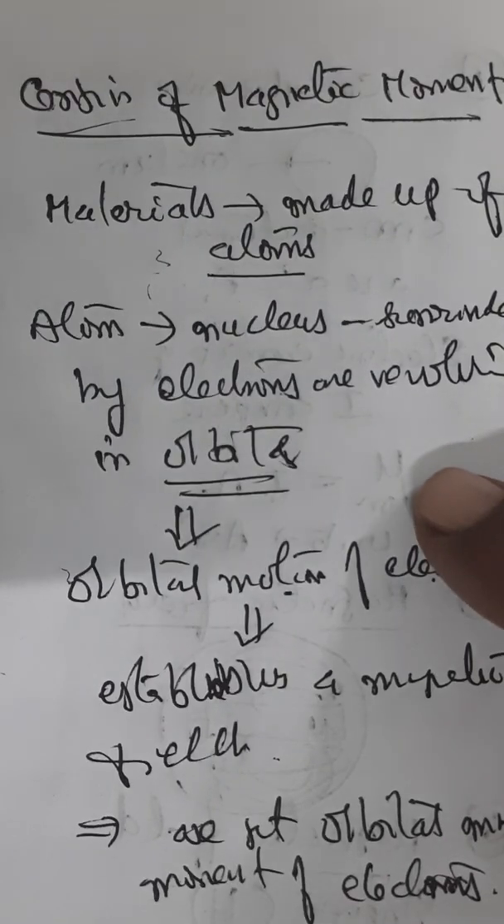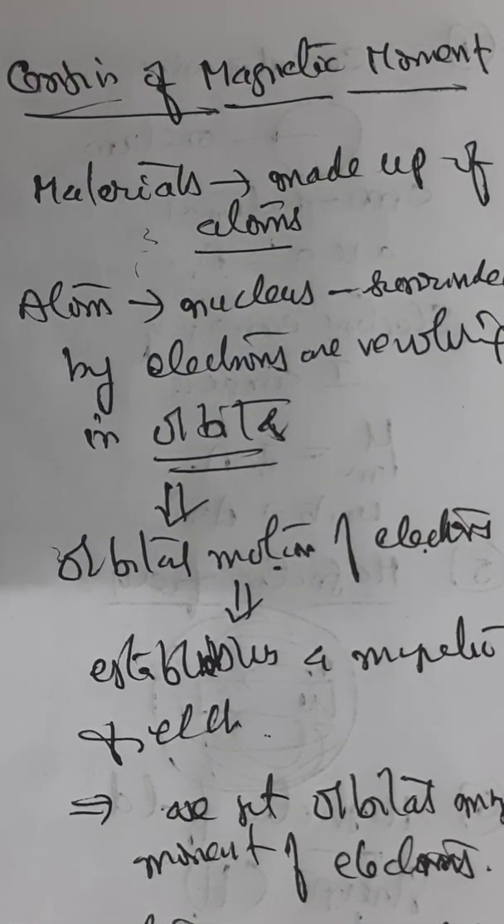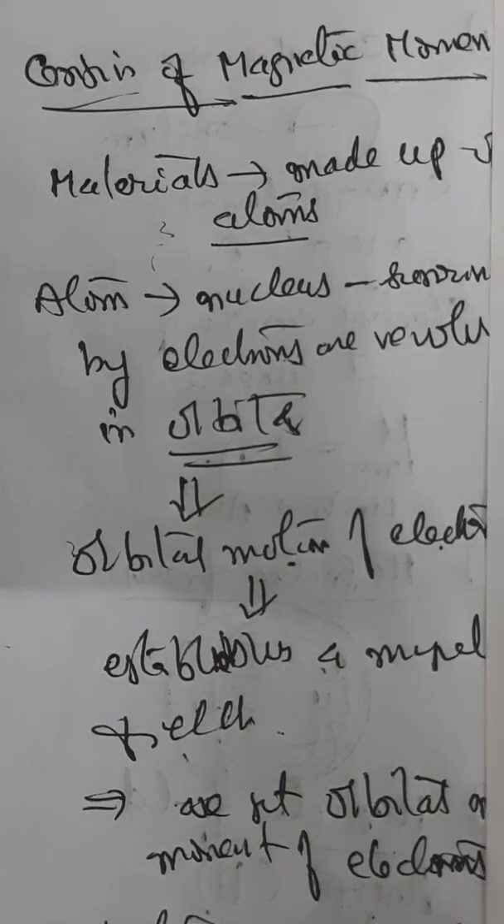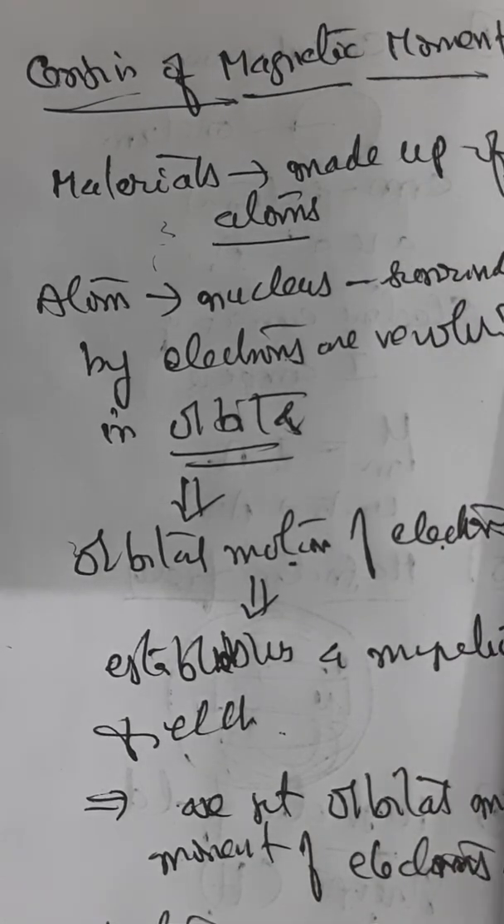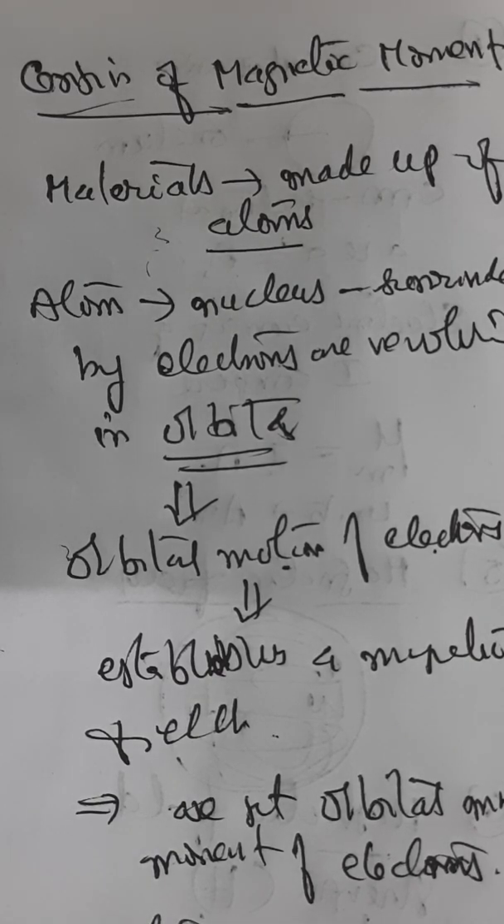Now in the next session we shall try to understand each of these magnetic moments, that is orbital magnetic moment, spin magnetic moment of the electron, and magnetic moment due to the nucleus. All the three things will be understood one after the other.